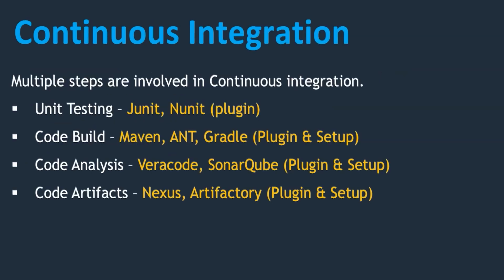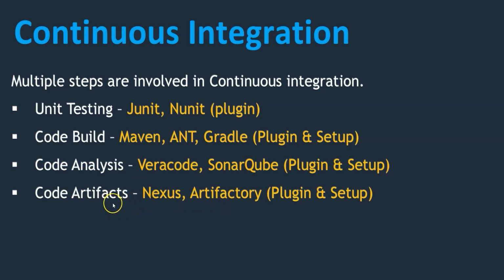If we see what tools we are going to integrate with continuous integration, that is unit testing tools like JUnit, NUnit. These are all plugins. You can understand plugins at a later point of time. Next, code build: Maven, Ant, Gradle. Code analysis: Veracode, SonarQube. Code artifacts are nothing but, once code is compiled, some output comes. That output we call artifacts. To store those artifacts, we use code artifacts tools, those are Nexus and Artifactory.